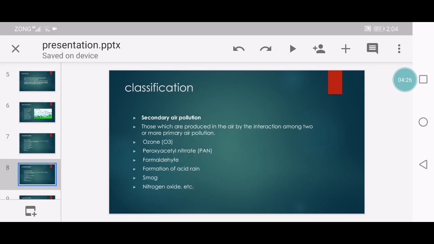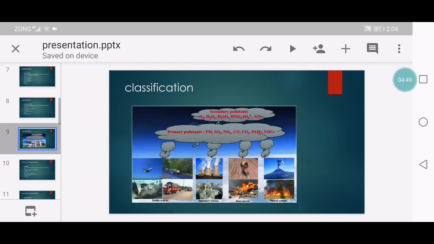And then secondary air pollution. Secondary air pollutants are those which are produced in the air by the interaction among two or more primary air pollutants, like ozone, peroxyacetyl nitrate, formaldehyde, formation of acid rain, smoke, and nitrogen oxide, etc.